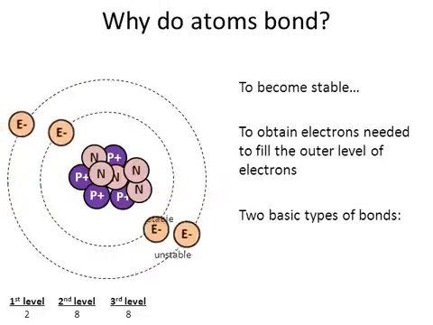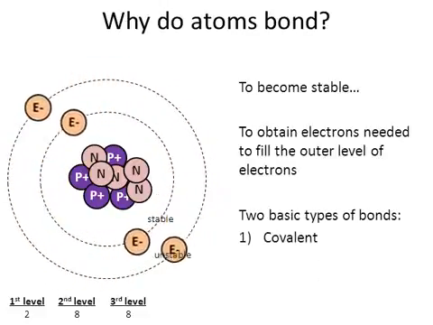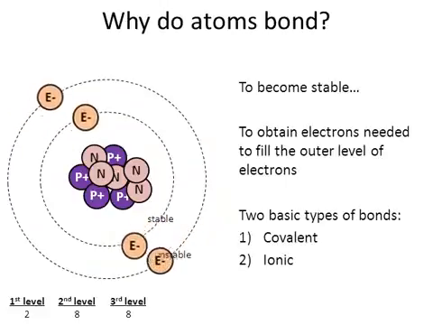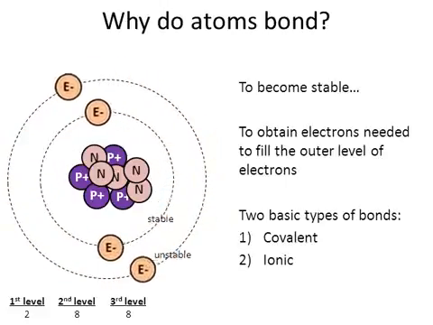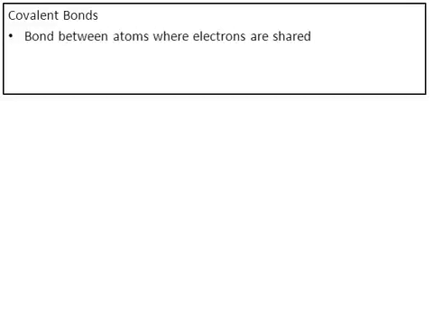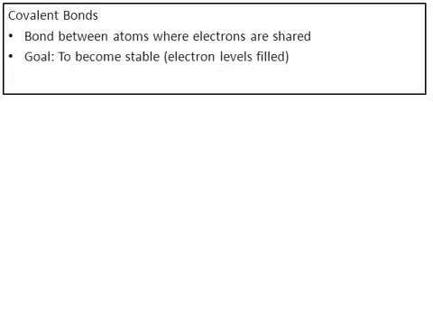Now, there are 2 basic types of bonds, and that's why you're watching this video, to learn the difference between the covalent bonds and the ionic bonds. Let's go over covalent bonds first. Okay, so the basic definition of a covalent bond: it's a bond between atoms where they share electrons. And so the goal of atoms forming covalent bonds is to become stable, to fill their levels of electrons. And the classic example of this is oxygen, the oxygen that we breathe, O2, the oxygen that plants make by doing photosynthesis, is actually 2 atoms of oxygen stuck together.